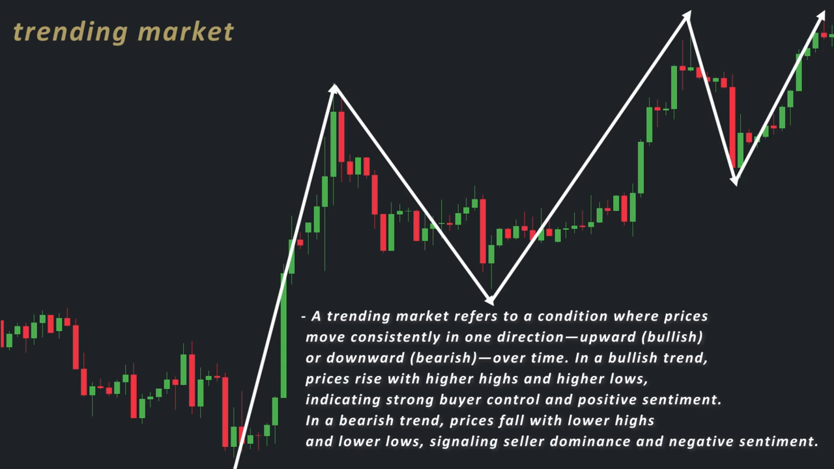In a bullish trend, prices are consistently rising, characterized by higher highs and higher lows. In this scenario, buyers are in control, and market sentiment is generally positive. In a bearish trend, prices are consistently falling, characterized by lower highs and lower lows. In this scenario, sellers dominate, and market sentiment is generally negative.